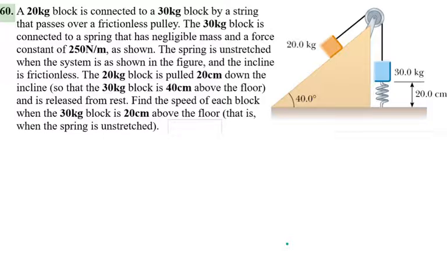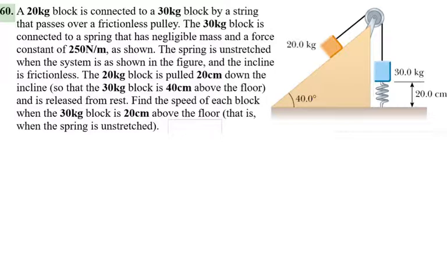The 20 kilogram block is pulled 20 centimeters down the incline, so that the 30 kilogram block is 40 centimeters above the floor, and is released from rest. Find the speed of each block when the 30 kilogram block is 20 centimeters above the floor. That is when the spring is unstretched.